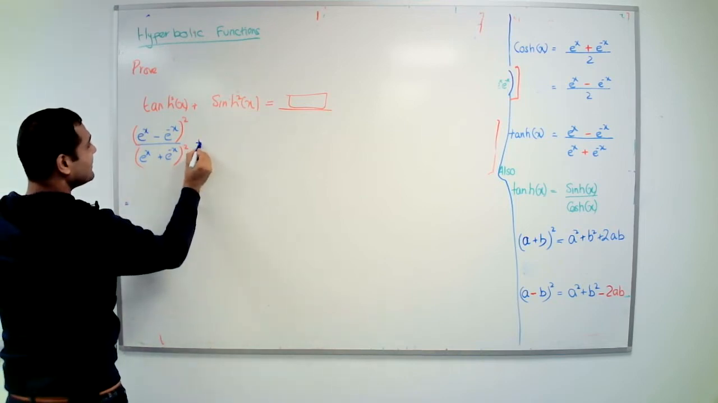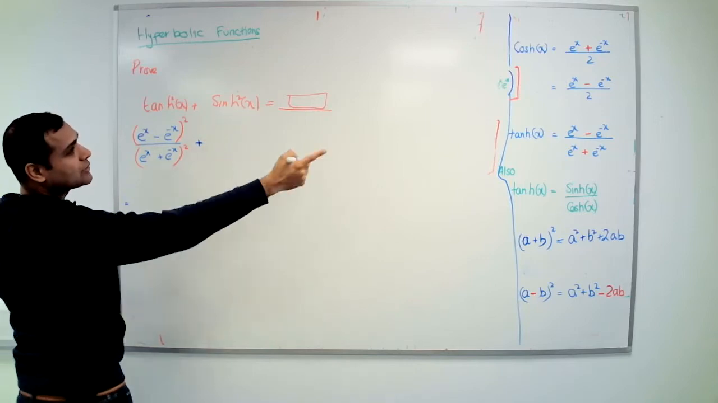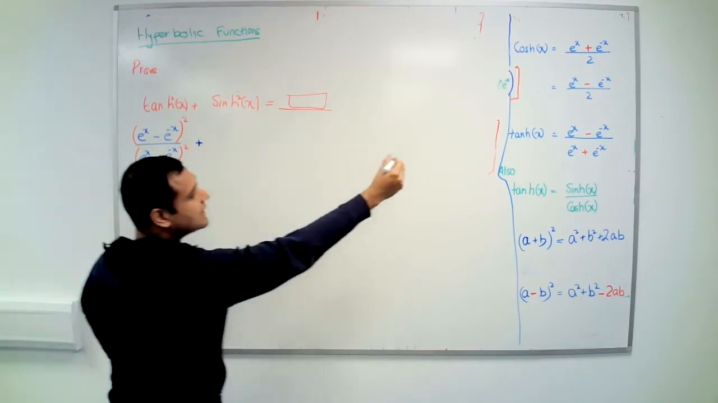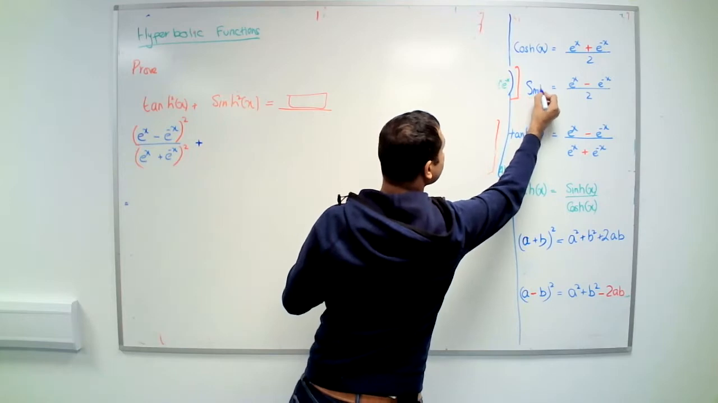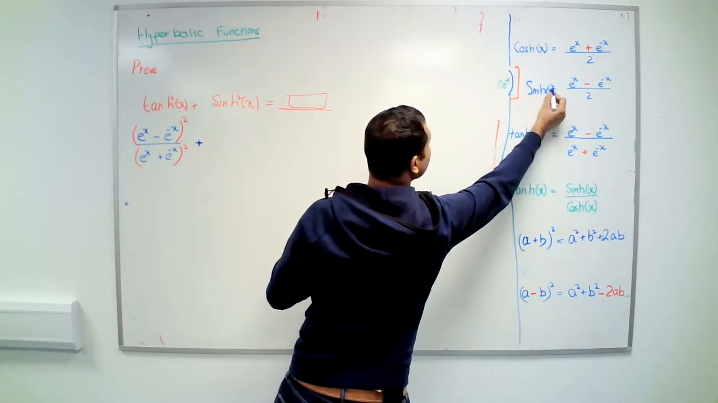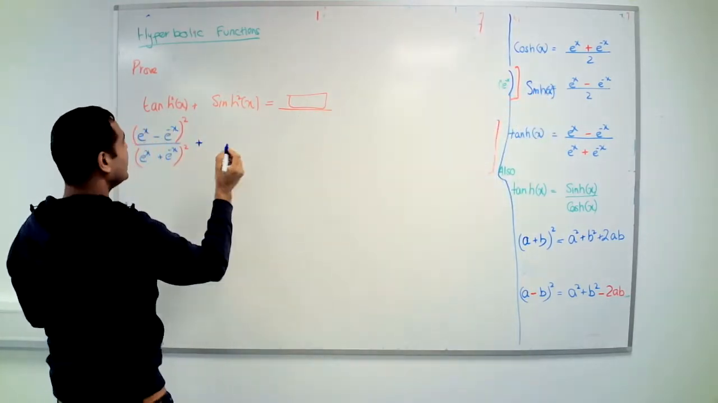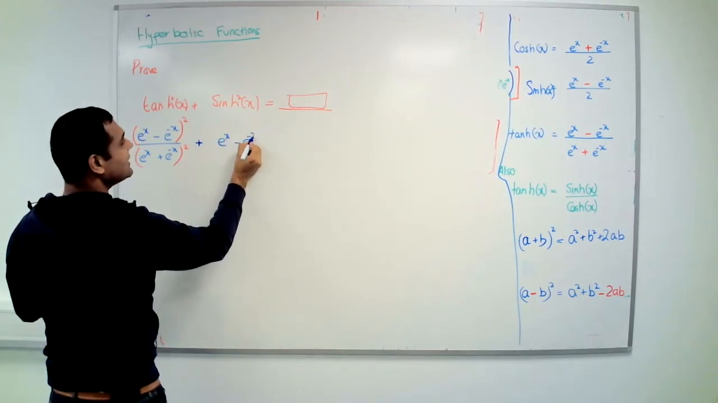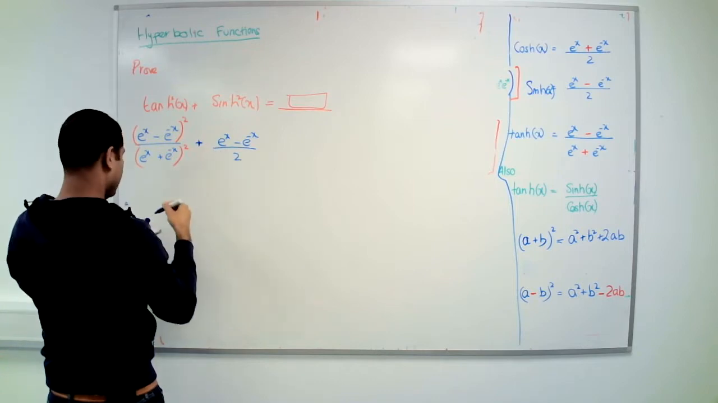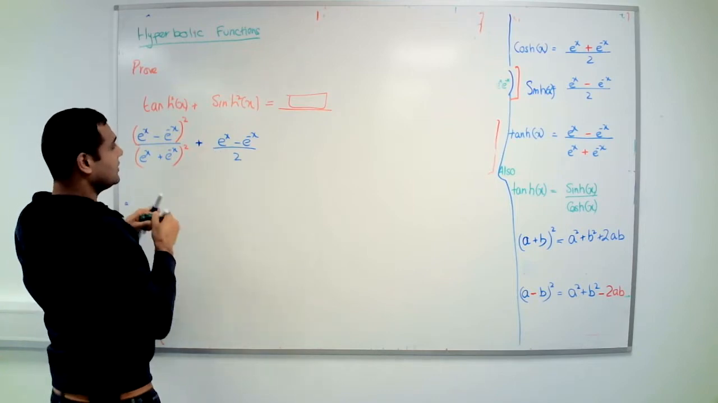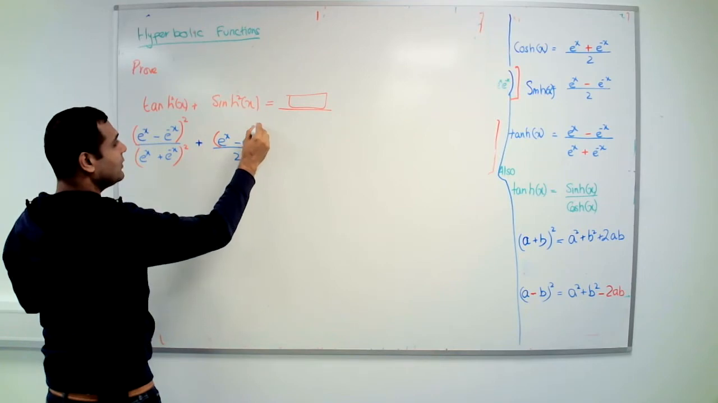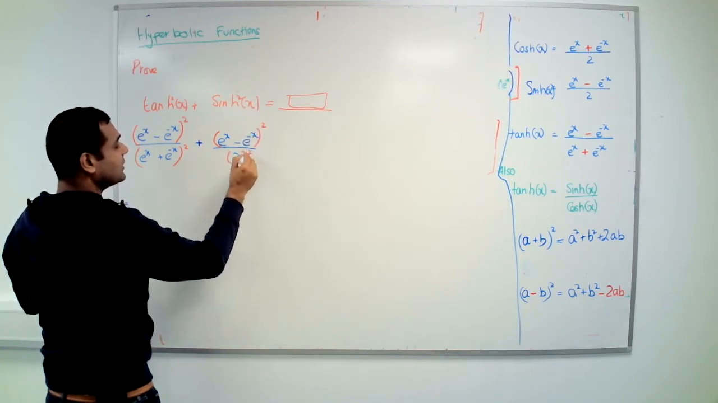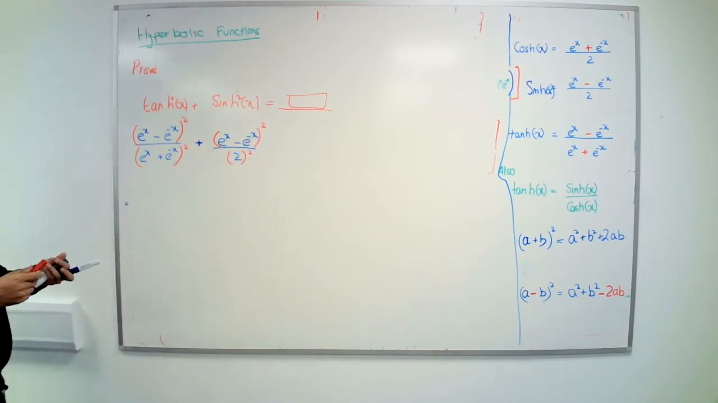Now plus the sinh squared. The formula for sinh is (e to the x minus e to the minus x) over 2. And this is squared, so rather than doing that one, I'm just going to square this one and square this one. Now, let's have a look at how we actually sort this out.